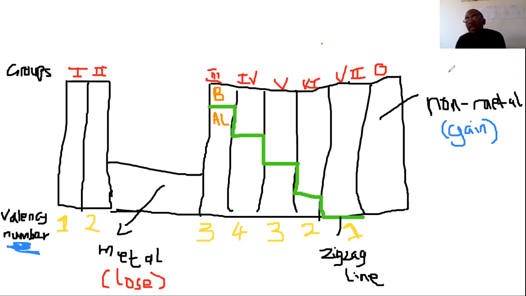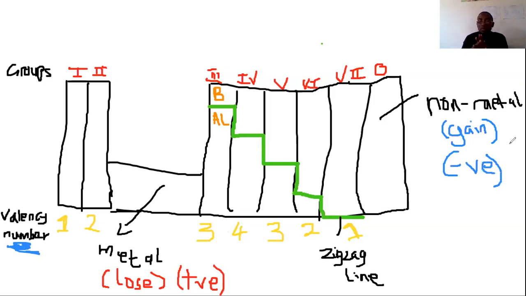So non-metals, they gain. Metals, they lose electrons. Now, what is so special about metals is that when metals lose electrons, they possess a positive charge. When non-metals gain electrons, they possess a negative charge.